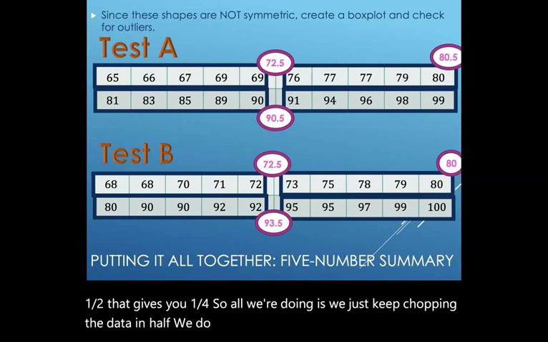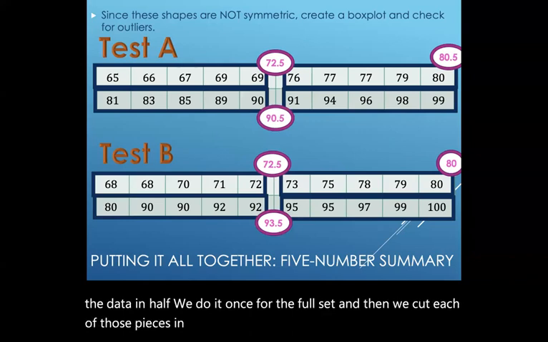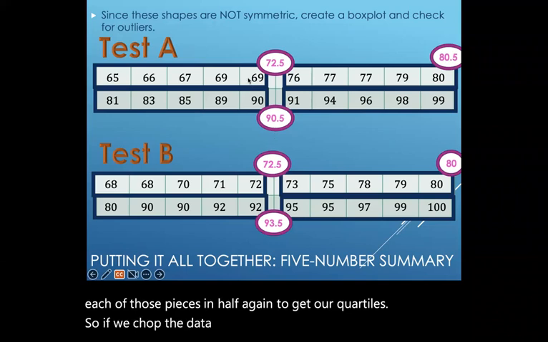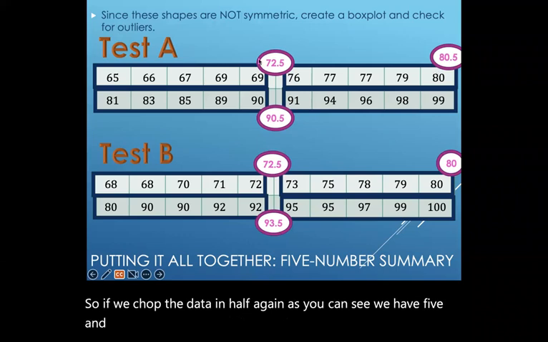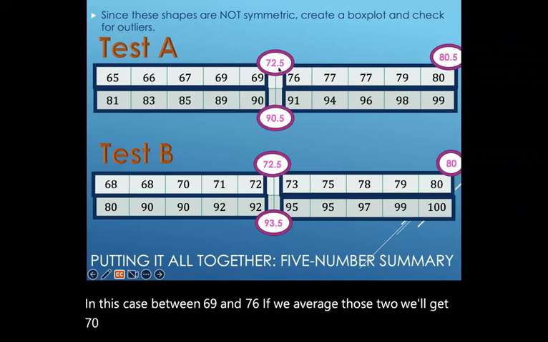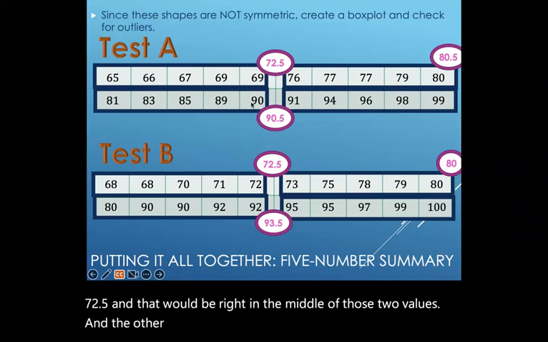We do it once for the full set, and then we cut each of those pieces in half again to get our quartiles. So if we chop the data in half again, as you can see, we have 5 and 5. So that is an even number. So it's going to be a value that falls between the two. In this case, between 69 and 76, if we average those two, we'll get 72.5, and that would be right in the middle of those two values. And the other one is very easy to come up with. 90 to 91 must be 90.5.